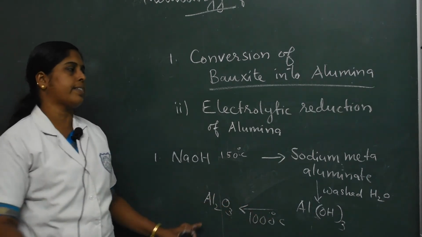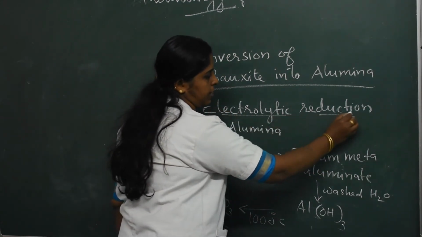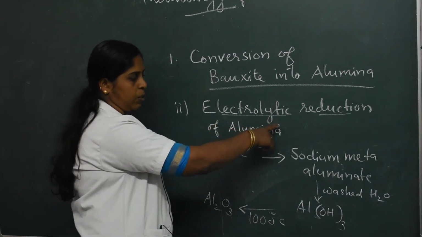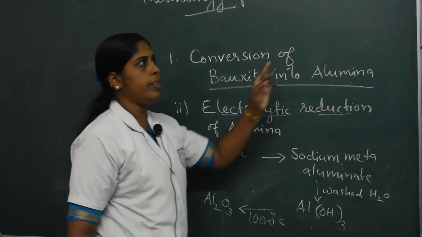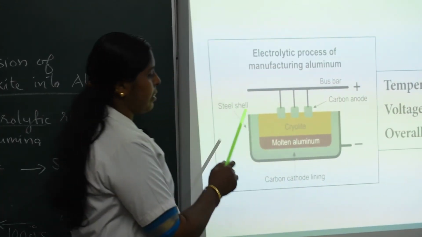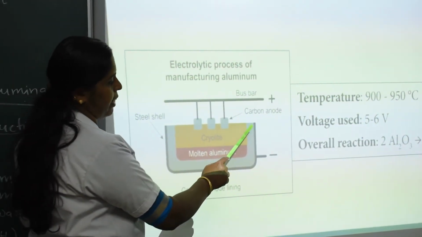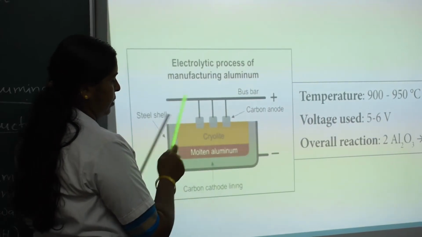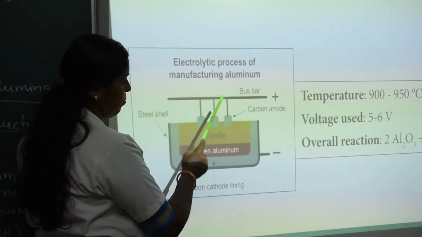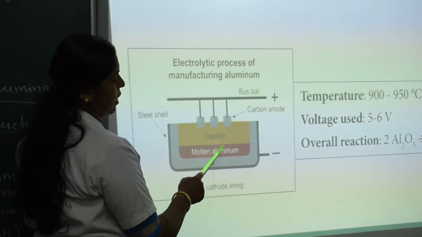This alumina is next converted into aluminium by the process known as electrolytic reduction. The second step is electrolytic reduction of alumina. Here an electrolytic cell is used. The electrolytic cell consists of an iron tank lined with graphite, which is used as the cathode. The anode is carbon, that is, graphite rods suspended inside the electrolyte.